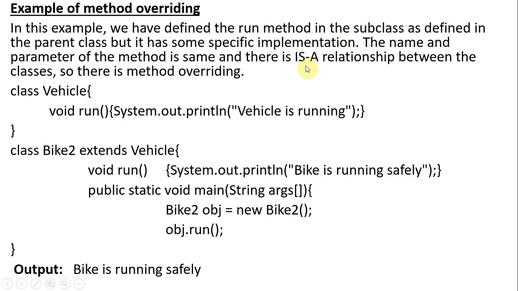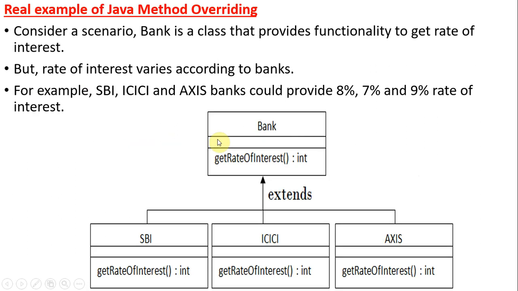And an is-a relationship, inheritance, should be there between classes, otherwise it is not possible. And we'll see a real-time example of Java method overriding. You will understand it better by this. So this is an inheritance where SBI, ICICI, Axis are different banks that exist in the real world. These come under the category of bank. SBI is a bank, ICICI is a bank, so an is-a relationship exists between bank and these three kinds of banks.